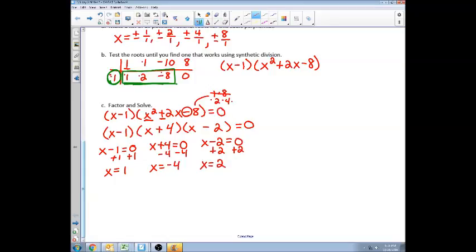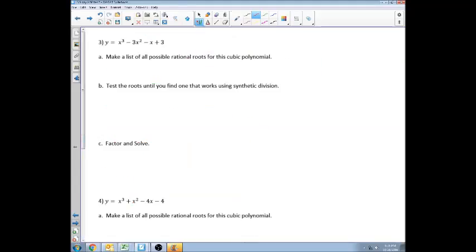Remember on the first example I told you I'm going to write my answers from smallest to largest. So my smallest number is negative 4. My next is 1. And my largest is 2. There is my answer. Let's go ahead and move on to number 3.